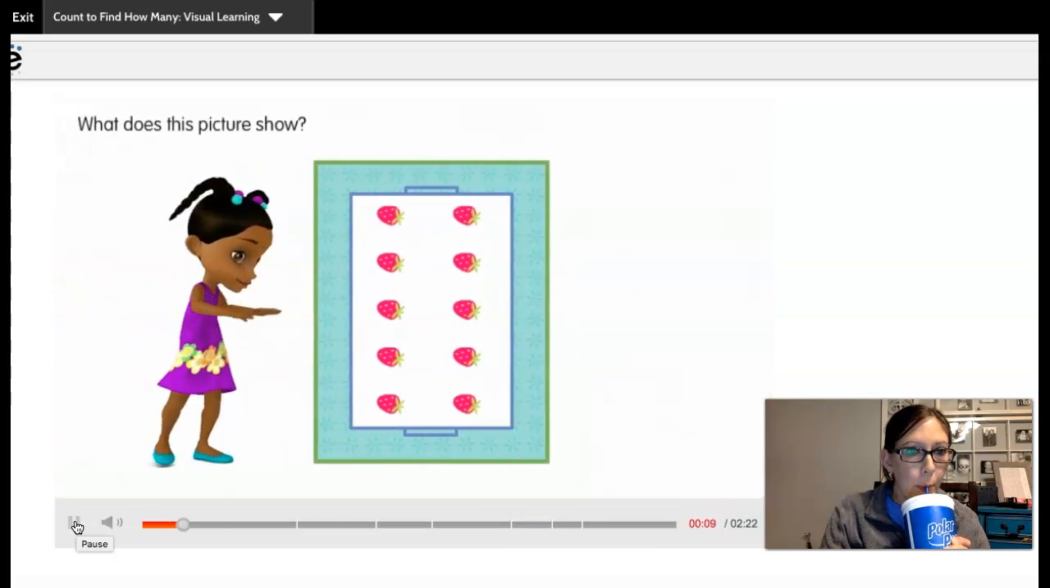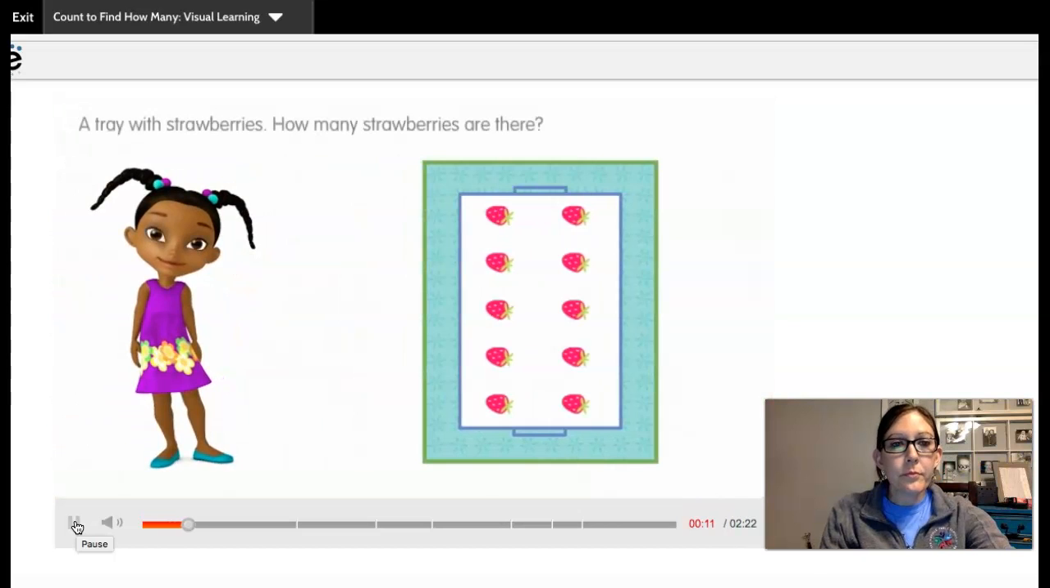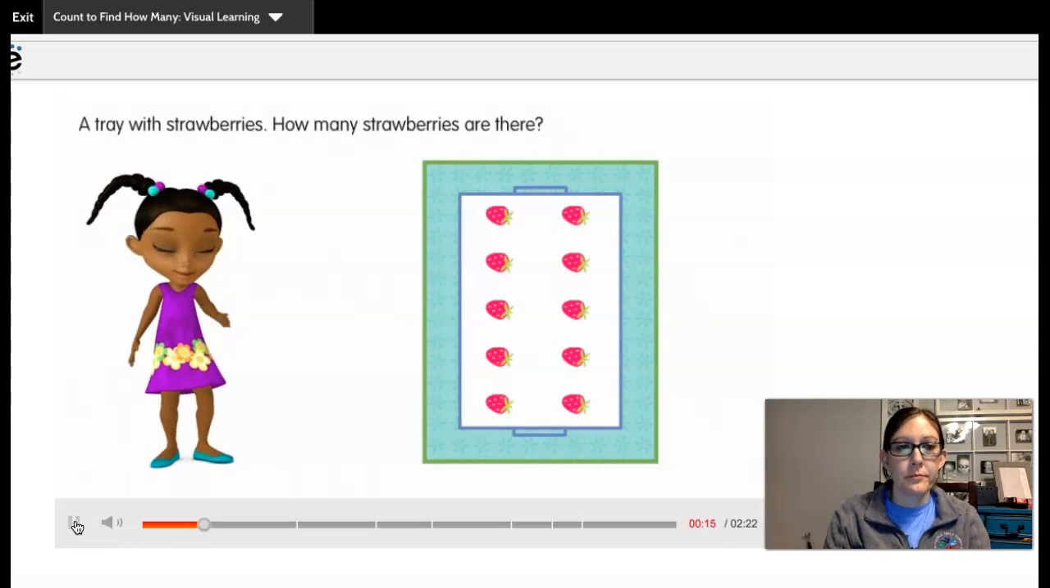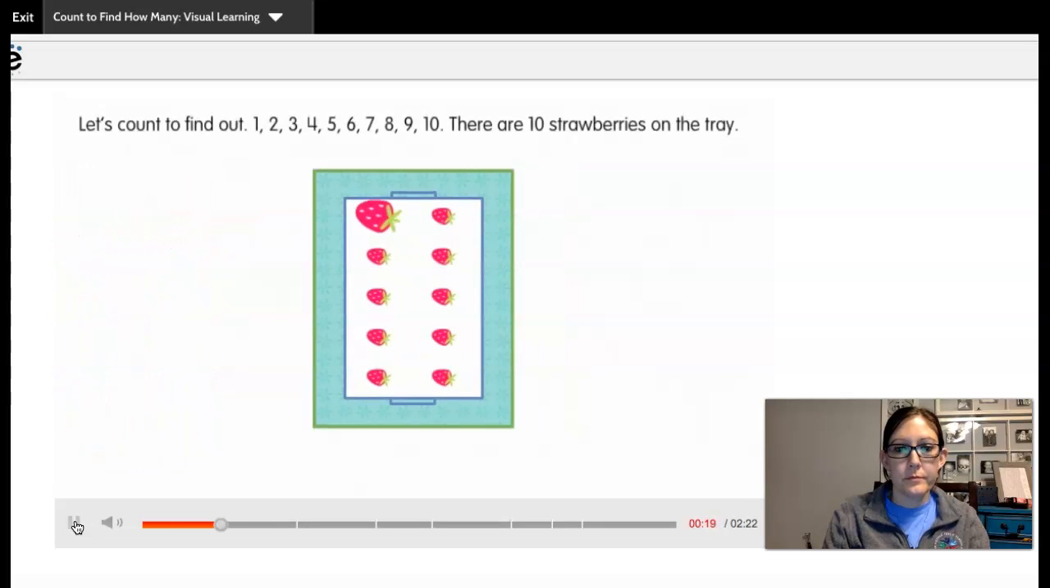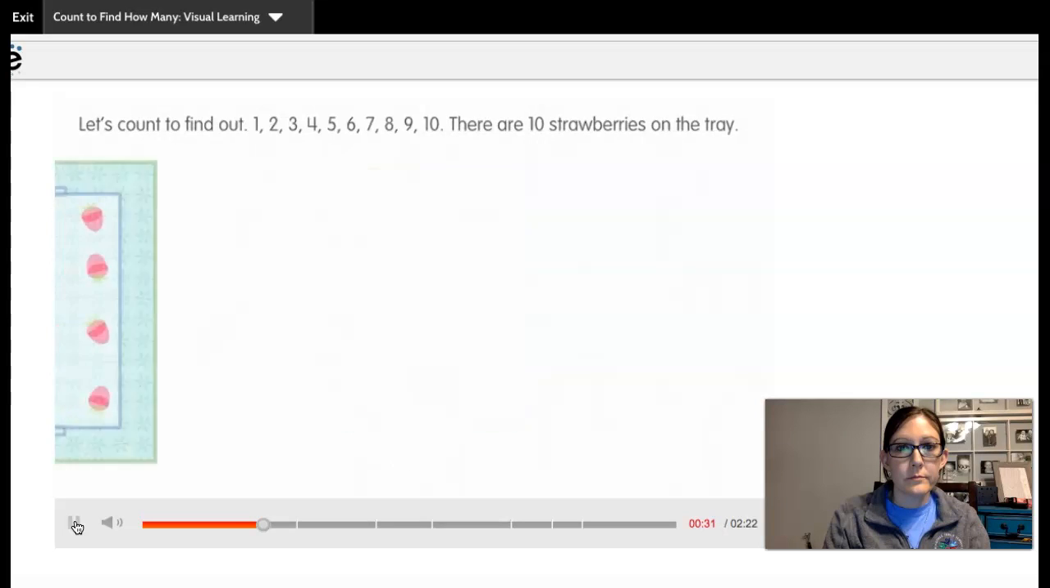What does this picture show? A tray with strawberries. How many strawberries are there? Let's count to find out. 1, 2, 3, 4, 5, 6, 7, 8, 9, 10. There are 10 strawberries on the tray.